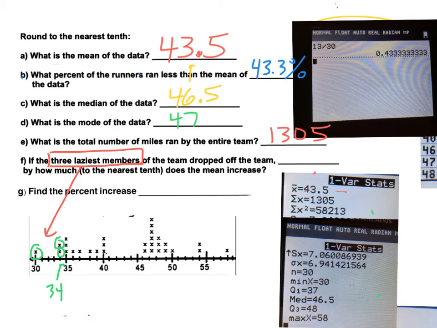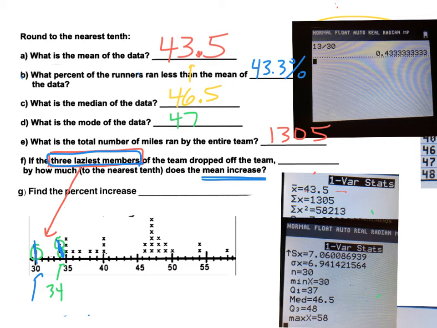So I'm going to assume, when it says if the 3 laziest members of the team dropped off the team, that the runner who ran 30 and the 2 runners who ran 34 were removed from the team. I want to know, by how much does the mean increase? By how much does the average increase? If you drop the 3 lowest data values, the average is sure to increase.